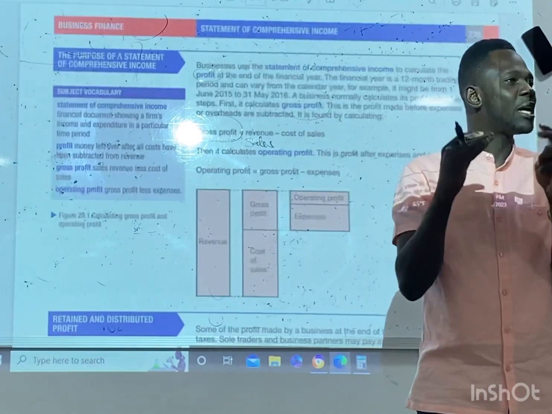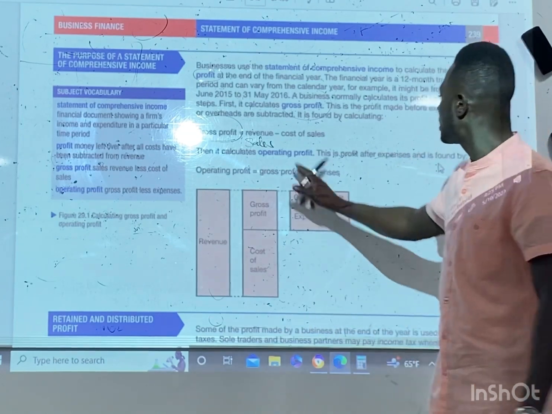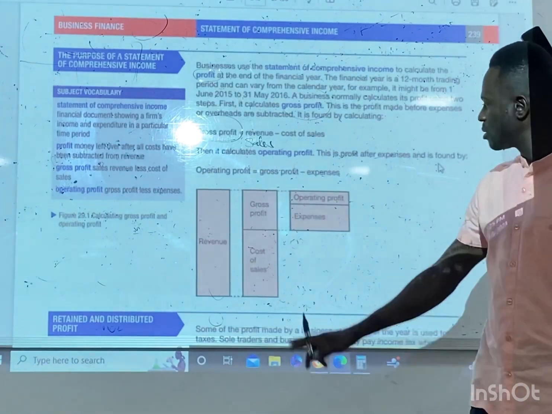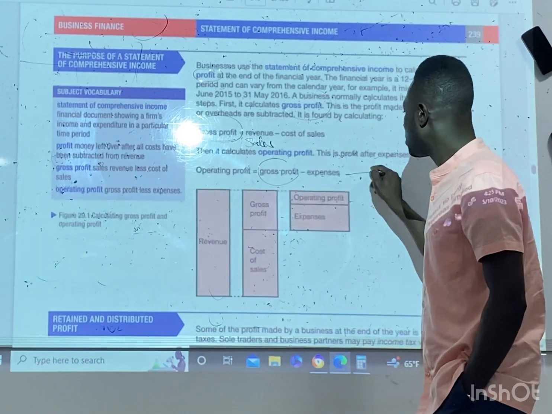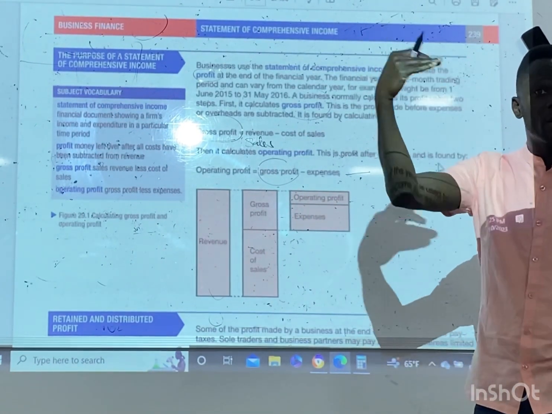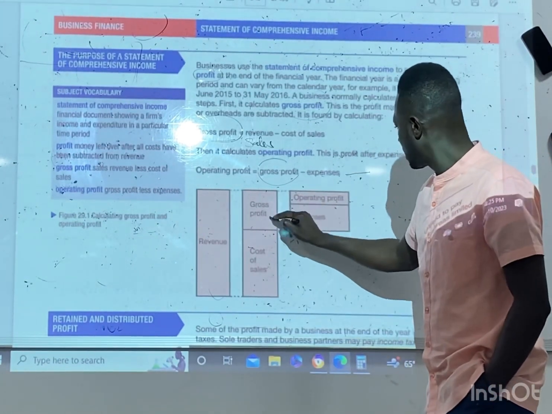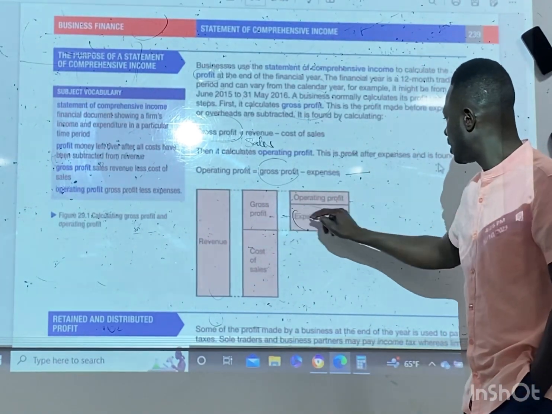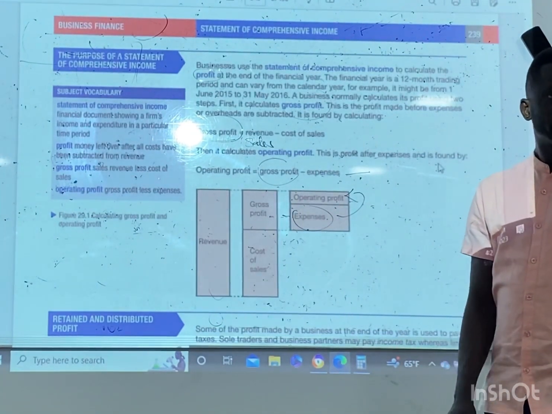So as soon as you have calculated your gross profit, the next thing you have to think is what? The operating profit, which is the same as the net profit. So let's look at what they said. They said operating profit is gross profit minus expenses. That's the next thing. Gross profit is sales or revenue minus cost of sales. Done. For operating profit, it is this minus this. Your gross profit minus expenses gives you operating profit.